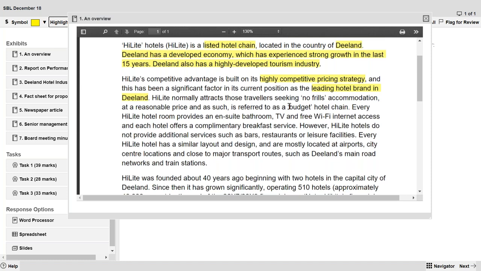Highlight normally attracts those travelers seeking no-frill accommodation at a reasonable price, and as such is referred to as a budget hotel chain. Every Highlight hotel room provides a bathroom, a TV, free Wi-Fi, and each hotel offers a complimentary breakfast. However, Highlight hotels do not provide additional services such as bars, restaurants, leisure facilities. Every hotel has a similar layout and design and are mostly located at airports, city center locations, and close to major transport such as D-Land's main road. So a lot of information. I don't think we might use it except for some key sentences.